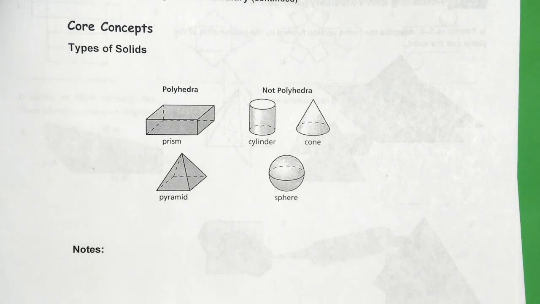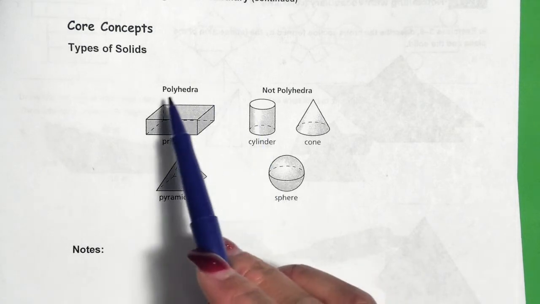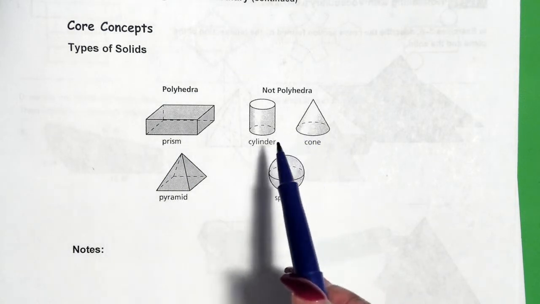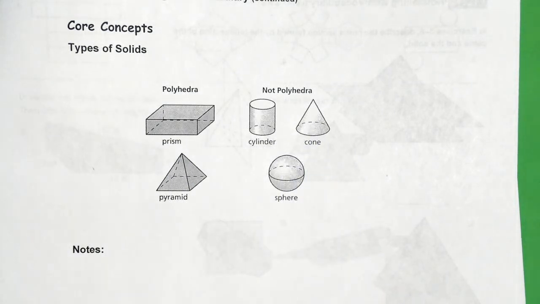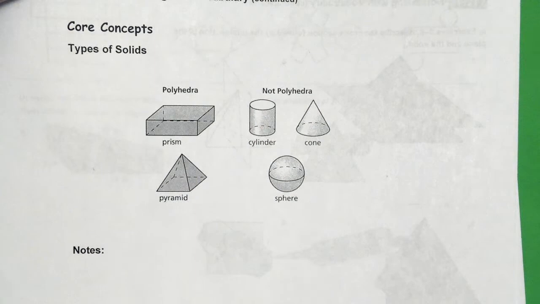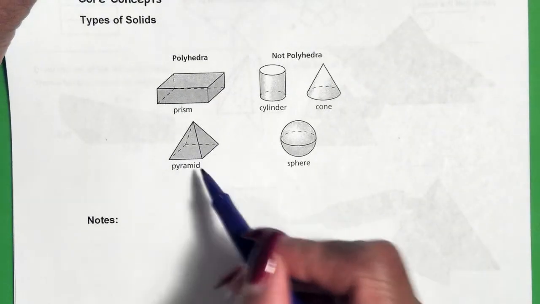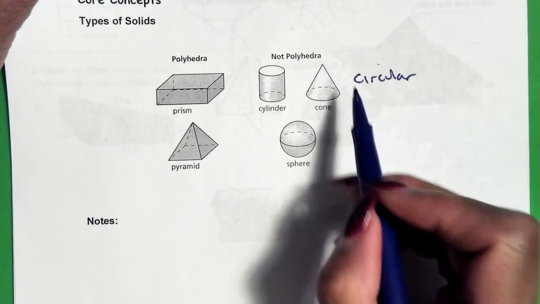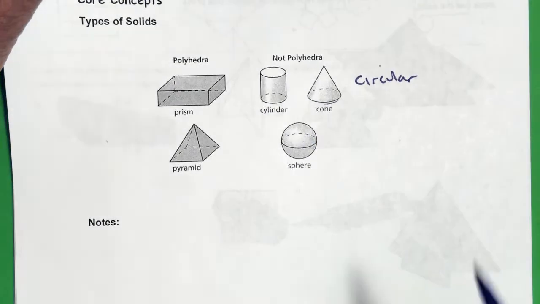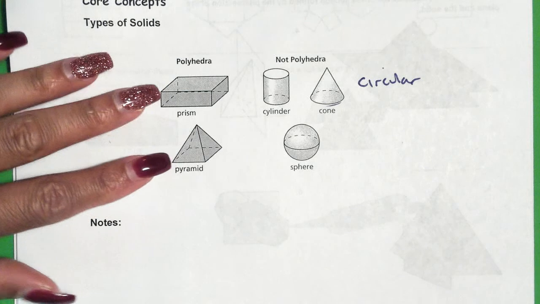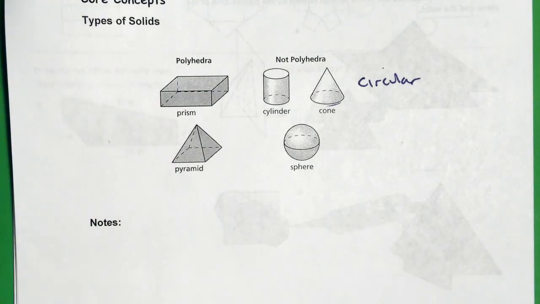Our next page gives us the core concepts of types of solids. Of course we have polyhedra, and this includes a prism and a pyramid. Then we have the not polyhedra, or the cylinder, cone, and sphere. If you look closely, they have some similarities and differences. Notice that the polyhedra have a whole bunch of polygons. They all have sharp edges, whereas the not polyhedra are very circular. We have a circle, there's a circle, and a sphere is a 3D circle. So if a circle is involved, it's not a polyhedron. Whereas anything flat with many polygons involved is considered a polyhedron.